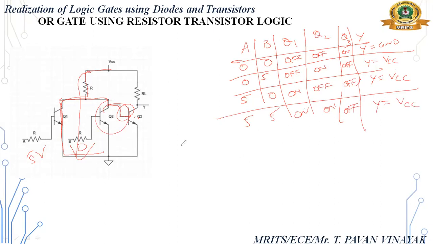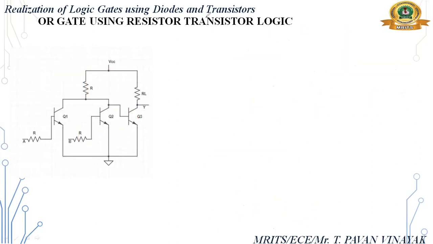Okay. So observe: inputs 0 0, 0 1, 1 0, 1 1. Outputs are 0 1 1 1. So this is the OR gate, right? This is the OR gate. Okay.